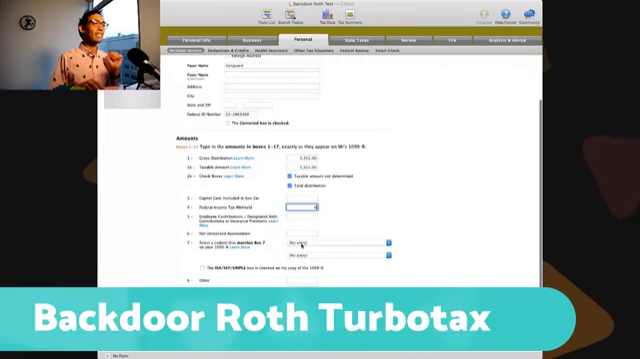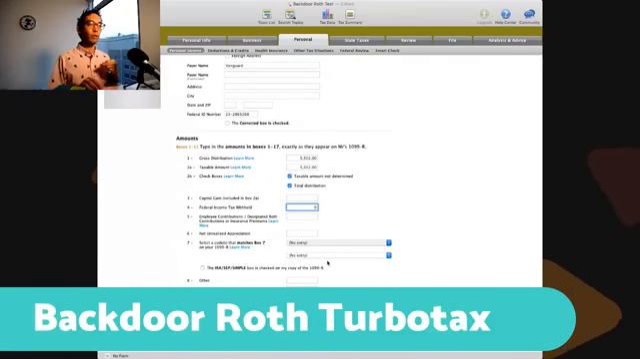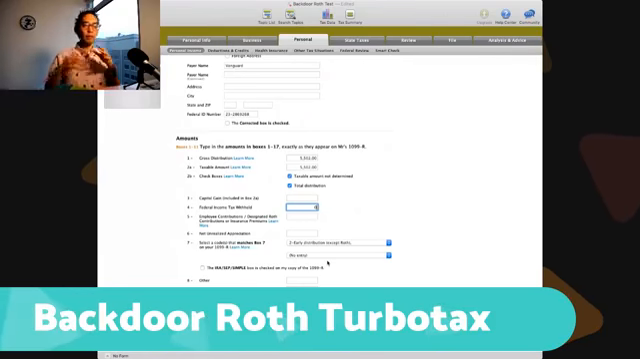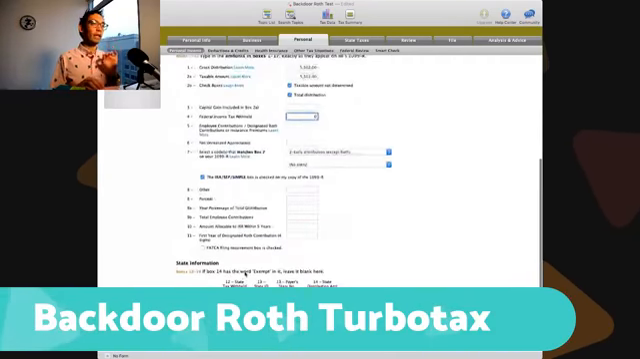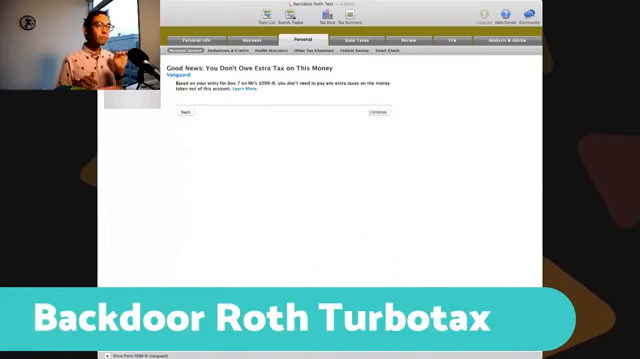And then in box 7, there's a code. It should say code 2, early distribution exception applies. That's basically telling the IRS what type of distribution had been taken from the traditional IRA. And then this box, IRA SEP simple, is also checked. So this part has to be done correctly. So hit continue. Now it says, good news, you do not owe any extra tax on this money.